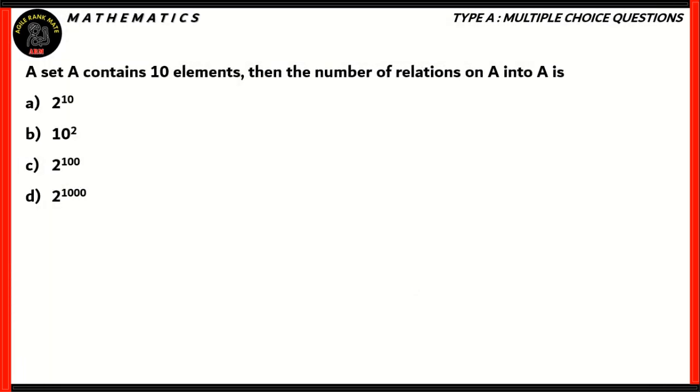Here's another question from mathematics. A set A contains 10 elements. We need to find out the number of relations on A into A. So if a relation is defined between A and itself, we need to find out the number of possible relations. Okay, let's do it for two separate sets in order to find out the actual formula and then apply it for the set A and A.